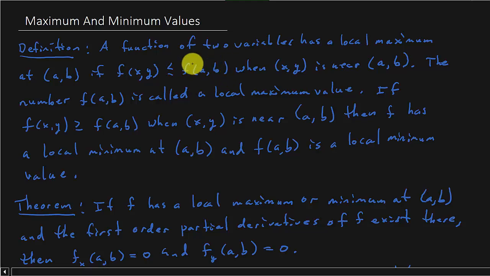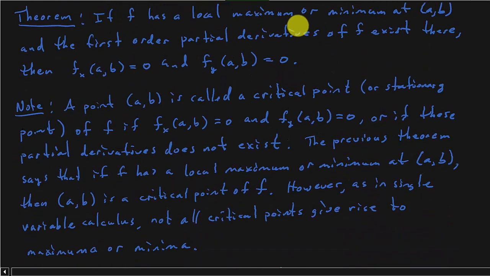If f(a, b) is the largest value near this point, then it's a local maximum. And if f(a, b) is less than all of them near (a, b), then it's a local minimum. All right, let's look at this theorem. It says if f has a local maximum or minimum at (a, b) and the first order partial derivatives of f exist there, then the partial with respect to x and the partial with respect to y evaluated at (a, b) are equal to 0. Okay, so that's going to come in handy.